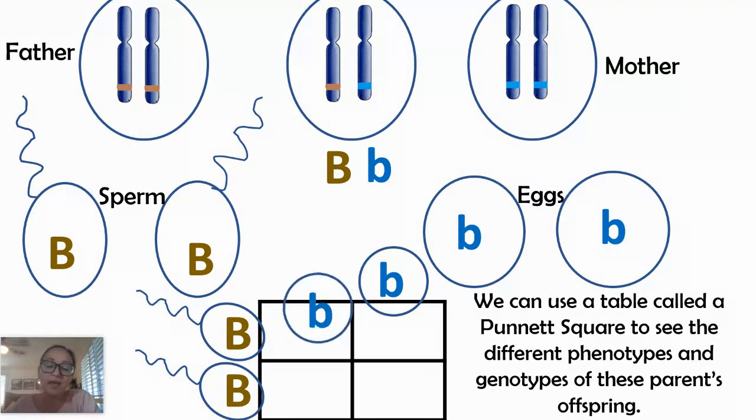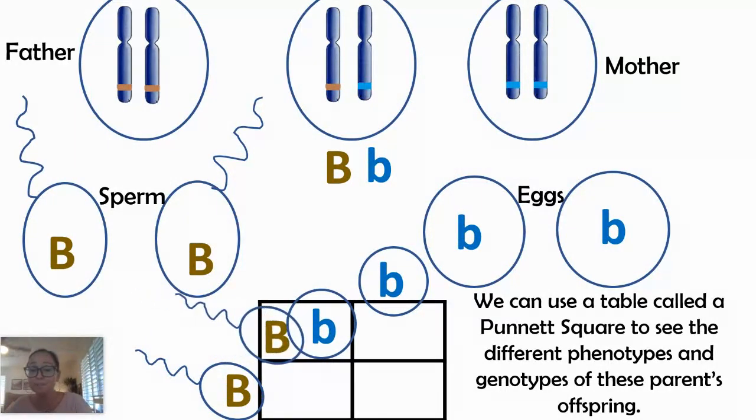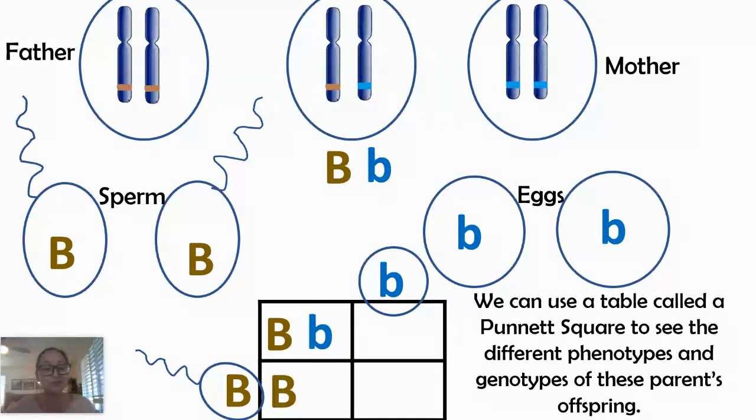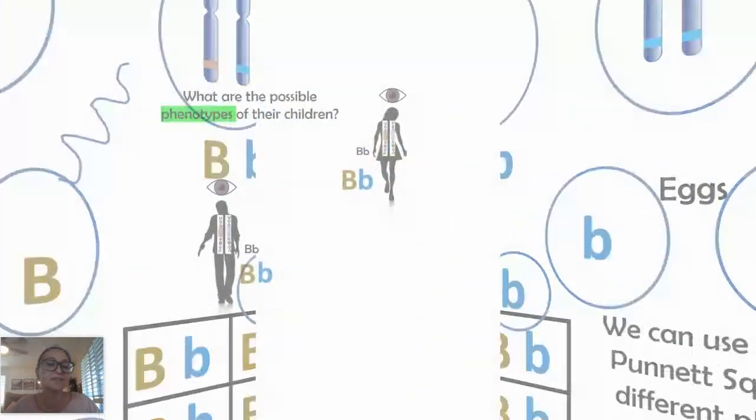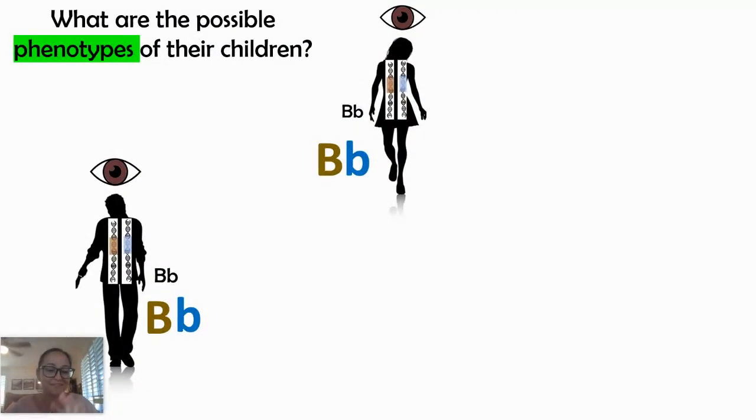So in this box of the Punnett square, it's like saying if this egg from the mother was fertilized by this sperm from the father, the offspring would be heterozygous and have brown eyes. And that's true for all of these. That's all the mom can give and that's all the dad can give. So 100% of their offspring would be heterozygous and have brown eyes. So let's go back to our family we started with. Let's see, what are the possible phenotypes of their children?